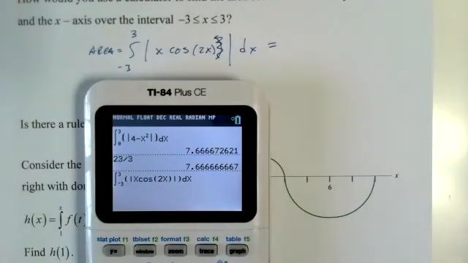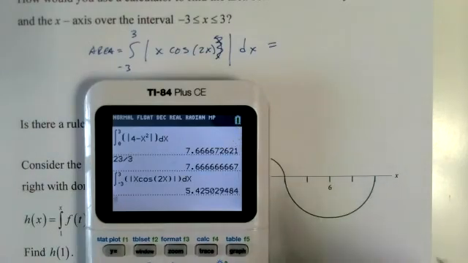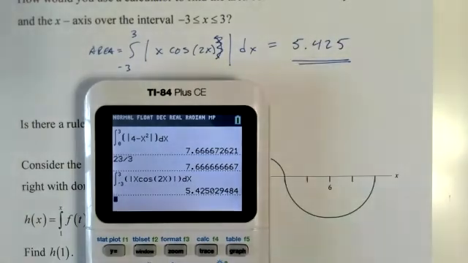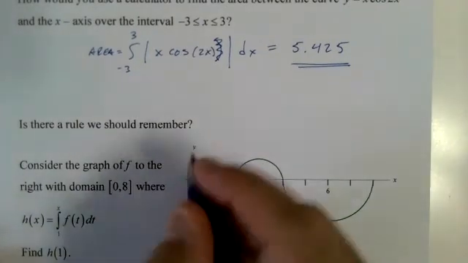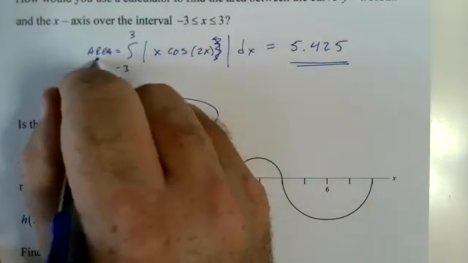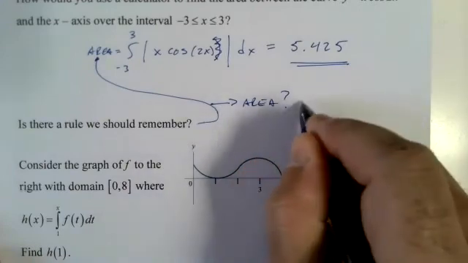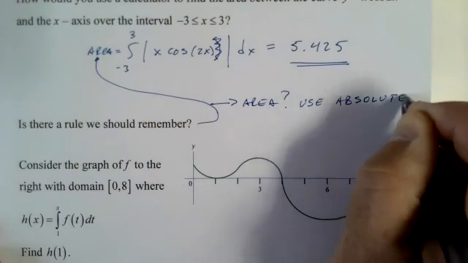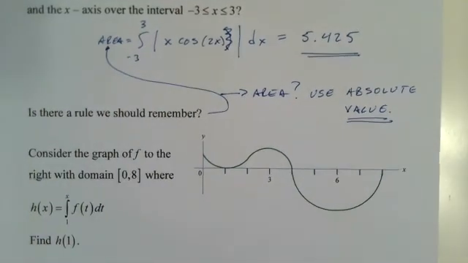Taking its time. Wow, that's taking a long time. So the spinny yellow thing, still going. And that happened to know is correct, 5.425. So don't panic, I guess is the word when your calculator does that. So is there a rule we should remember when it says area? And that's a pretty handy rule, but it really comes back to RTFQ, reading the full question.